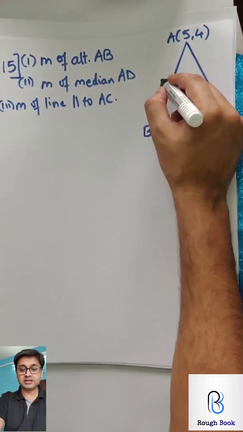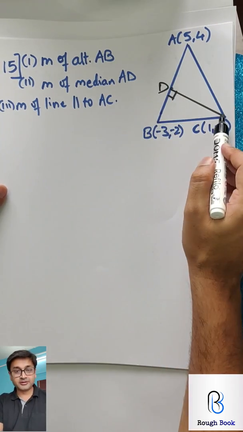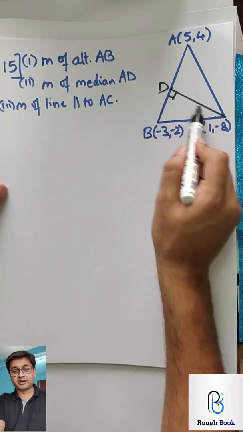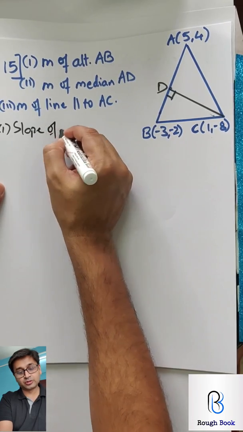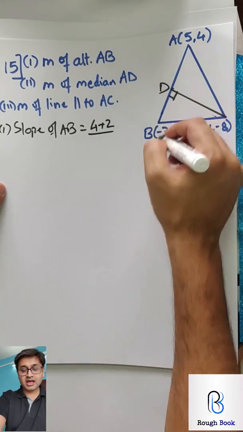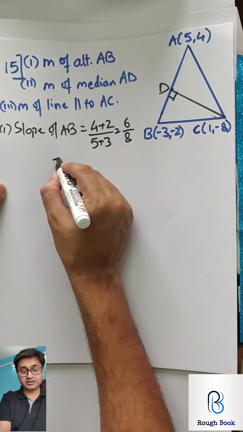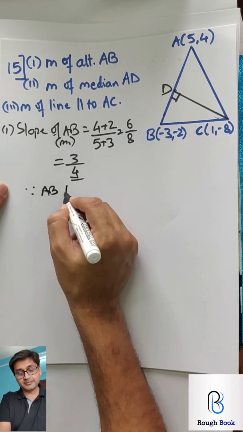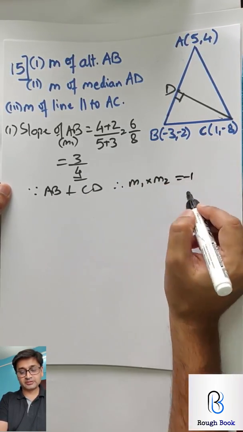Let's call it CD. How will you get the slope of CD? So they are perpendicular. I gave you the clue. Get the slope of AB and then M1 into M2 is negative 1, you will get the slope of CD. So for the first part, first what you need is slope of AB. So AB: 4 plus 2 and 5 plus 3. So that becomes 6 by 8, which will be 3 by 4. Let's call this M1. Then say since AB is perpendicular to CD, therefore M1 into M2 is minus 1.